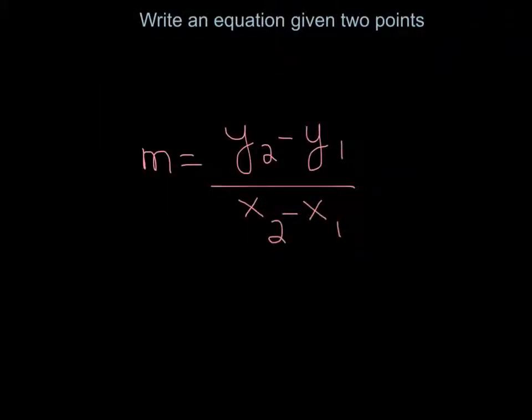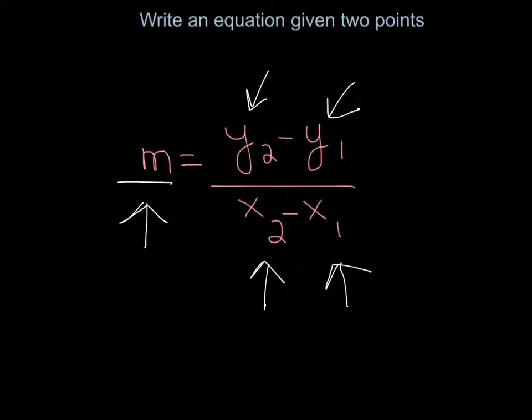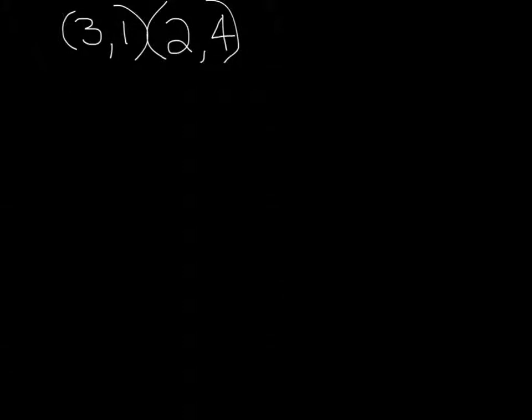We can also write an equation when we are given just 2 points. The formula to do that is m, which is the slope, the difference in y's, so y2 minus y1 over x2 minus x1. Then when you find your slope, you are able to continue through with writing, because then you can find your y-intercept and then write it in slope-intercept form. So let's take a look at this example. We're given the points (3, 1) and (2, 4).